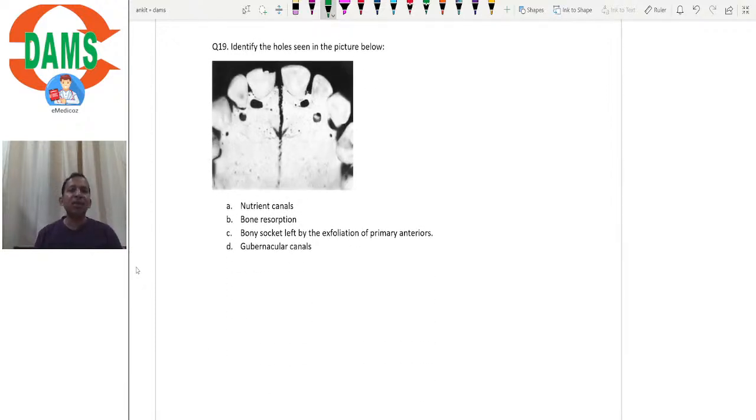Identify the holes seen in this picture, isn't it? In this picture you can see some holes, can't you? So these are the holes that you can appreciate in this picture. So what are these holes? Option A is nutrient canals, option B is bone resorption, option C is bone socket left by the exfoliation of primary anteriors, and option D is gubernacular canal. So what do you think it will be?